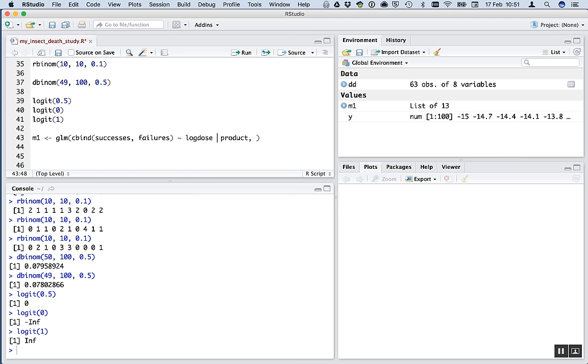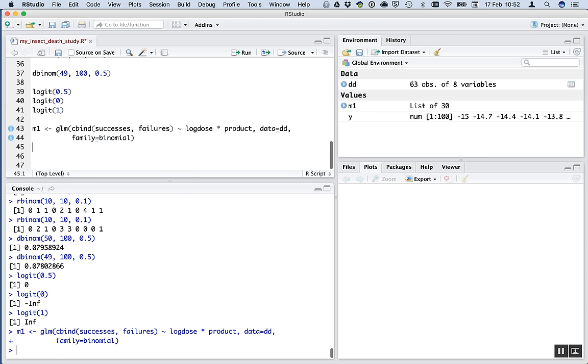Now, we have to decide whether we're going to put a plus or a times in here. Because we want to ask whether the slopes are different, we want to allow this model to have different slopes, we want it to have this interaction term, we put a times. If we'd put a plus, it would have constrained the model to have the same slope for every product. The data set is DD, and finally, family equals binomial. Looks like it's worked. The next thing that we do, of course, is the diagnostic plots.